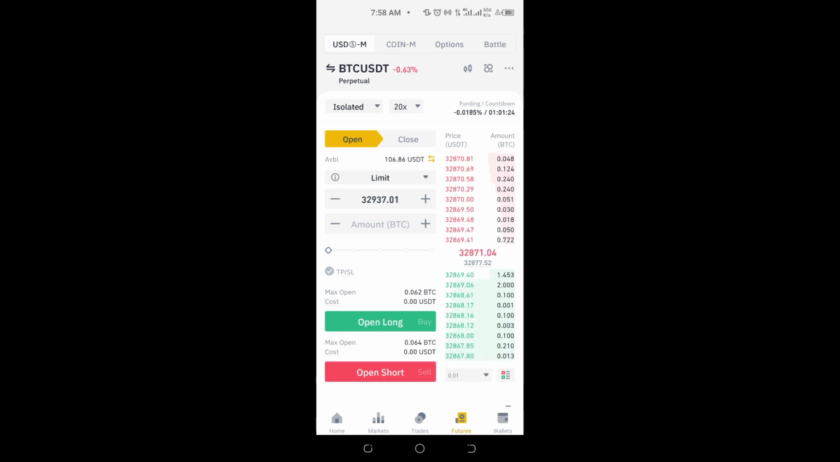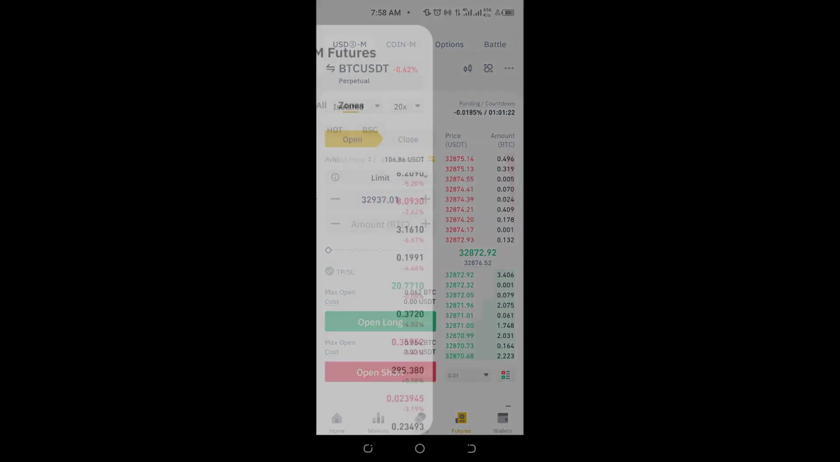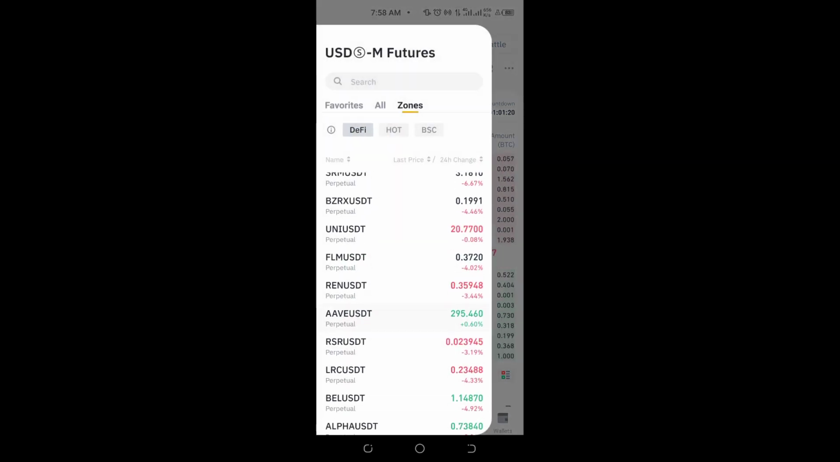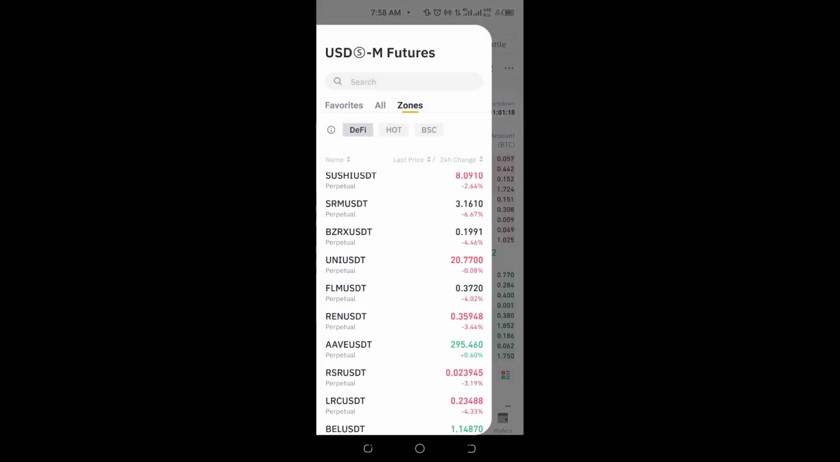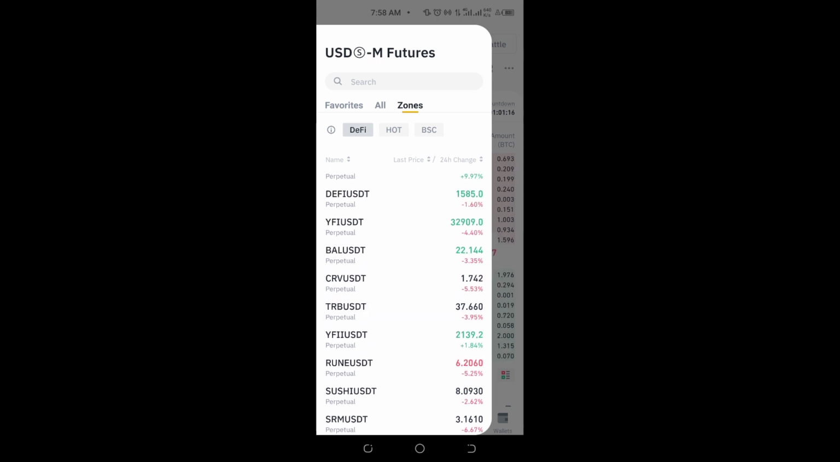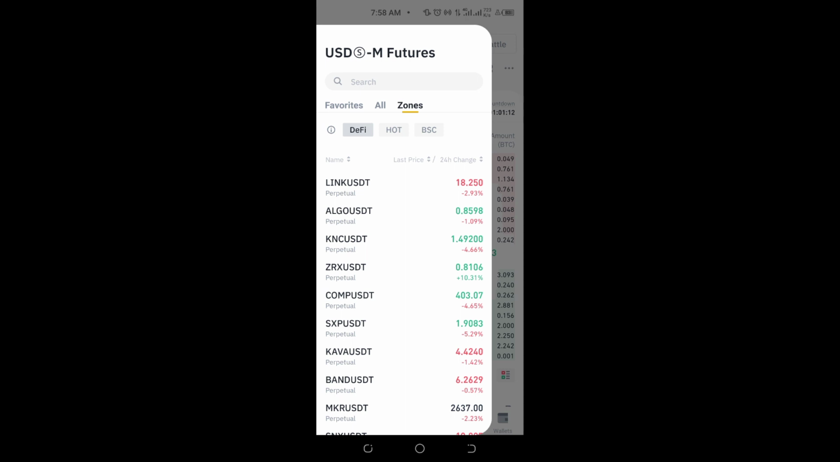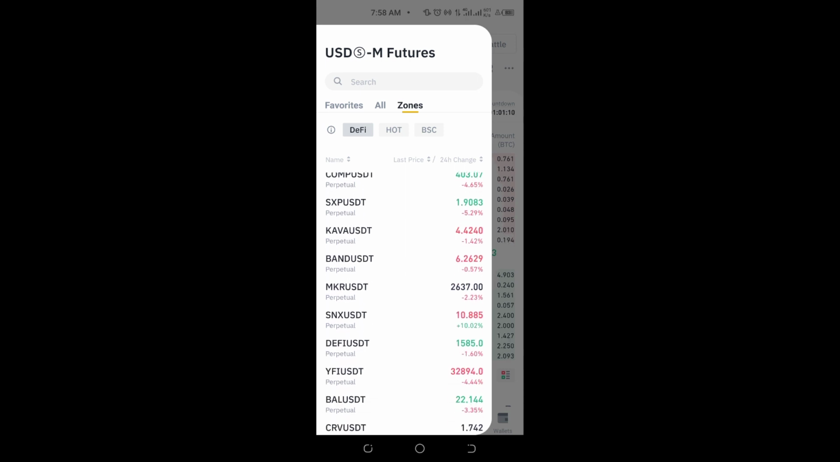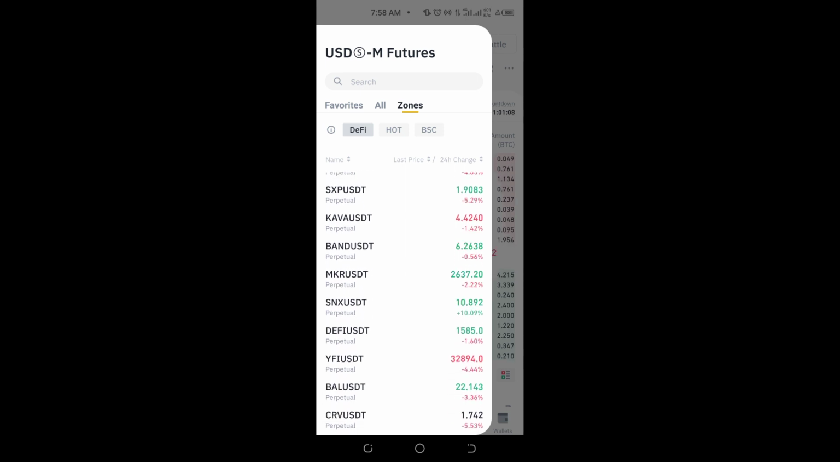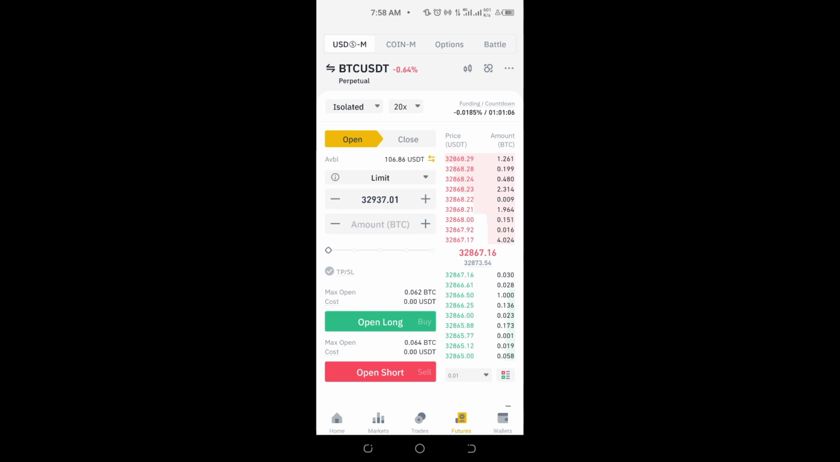Like you just saw, you can choose any pair you want to trade. There are a lot of them, a whole lot. So you choose that which suits you. But today we'll be trading BTC USDT.